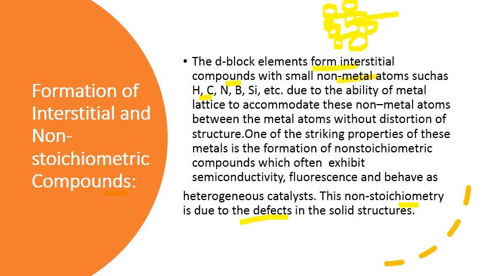Due to these, they have striking properties, exhibiting semiconductivity, fluorescence behavior, and acting as heterogeneous catalysts. So due to these defects, non-stoichiometry, we have various properties observed in the transition elements, and we can use these in applications such as semiconductivity, fluorescence, and heterogeneous catalysis. So this is again an important property of D block elements.